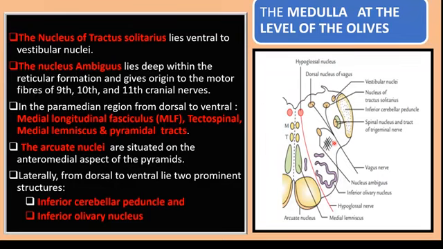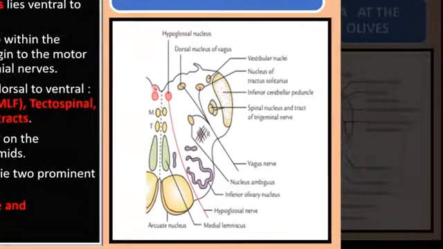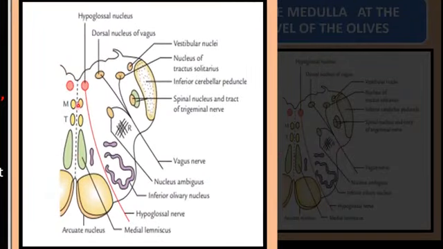Now, if we come to the paramedian region, we'll be able to pick out a number of tracts that are arranged in this paramedian region. What are those? We see the medial longitudinal fasciculus here. When we move anterior to it, we see the tectospinal tract here. And then if we move more medially, we will see the medial lemniscus. Remember, we met the medial lemniscus at the level of the sensory decussation. Now, if we move anterior to this, we will now see the pyramid.